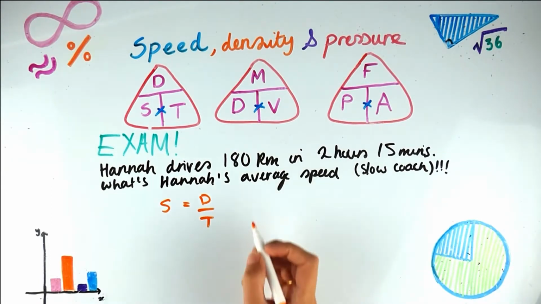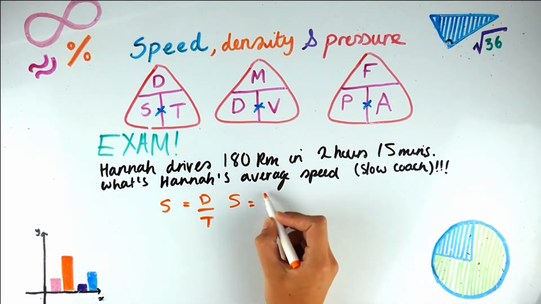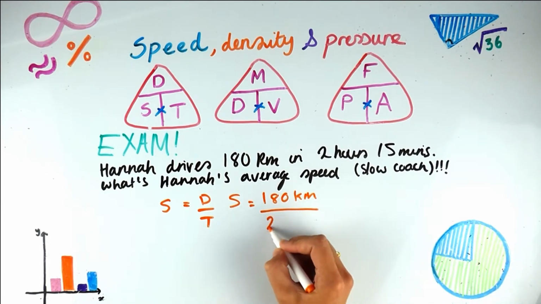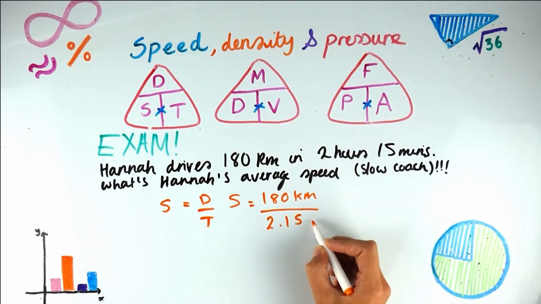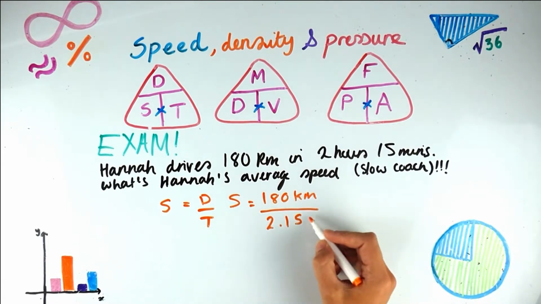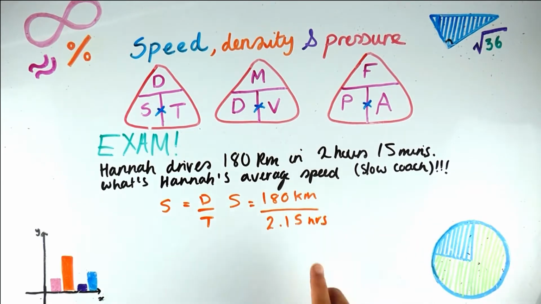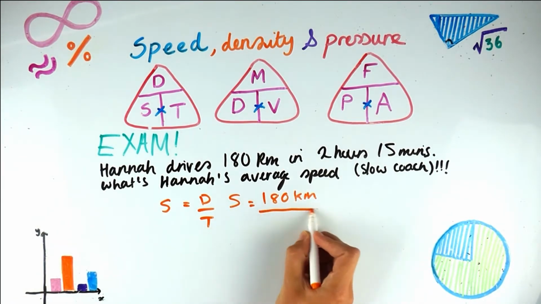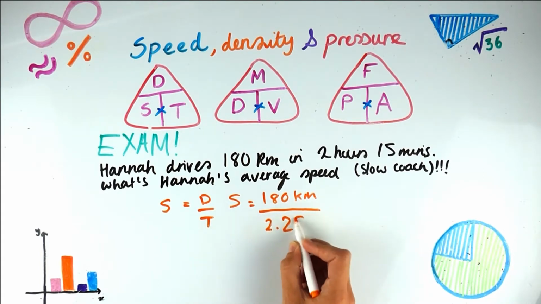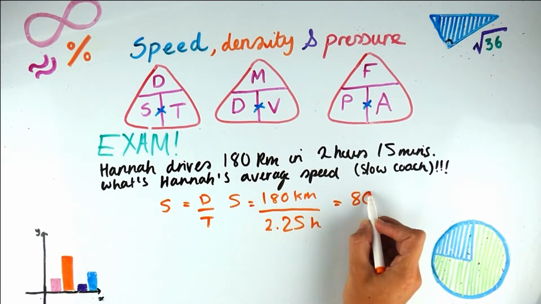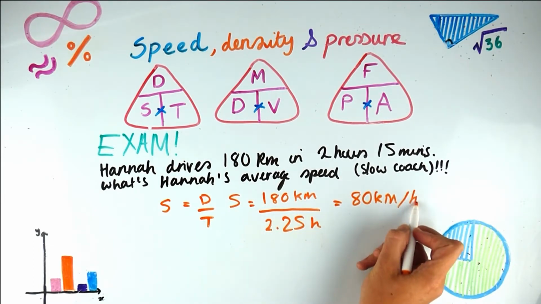We're given these in the question, so speed equals the distance, 180 kilometres, over time, we've got 2 hours, 15 minutes. She's made the mistake you don't want to make in an exam. 15 minutes is not 0.15 because there are not 100 minutes in an hour, there are 60. So 15 minutes is, we often call that quarter past, so it's a quarter. So that equals 80 kilometres per hour.